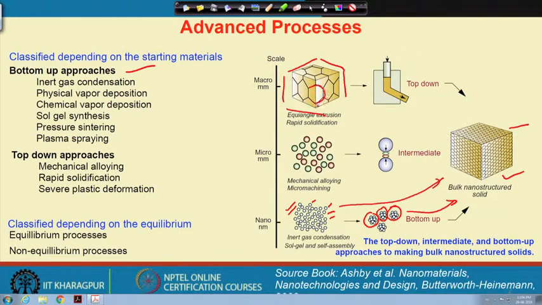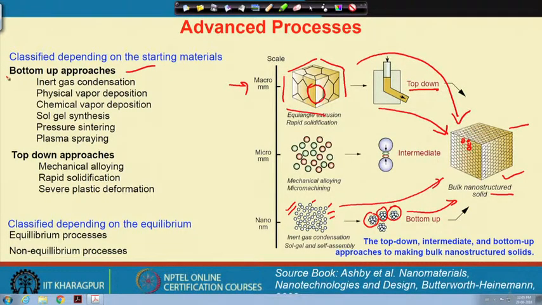where the grain size is very big, maybe 300, 400 micrometer or maybe even 1 millimeter, and then by some processing technique we reach a very fine nanoscale microstructure, let us say in the range of 100 nanometer. And since here we start with a macroscopic sample, and then we adopt some processes for processing of bulk nanostructured solid, we call it a top down process.